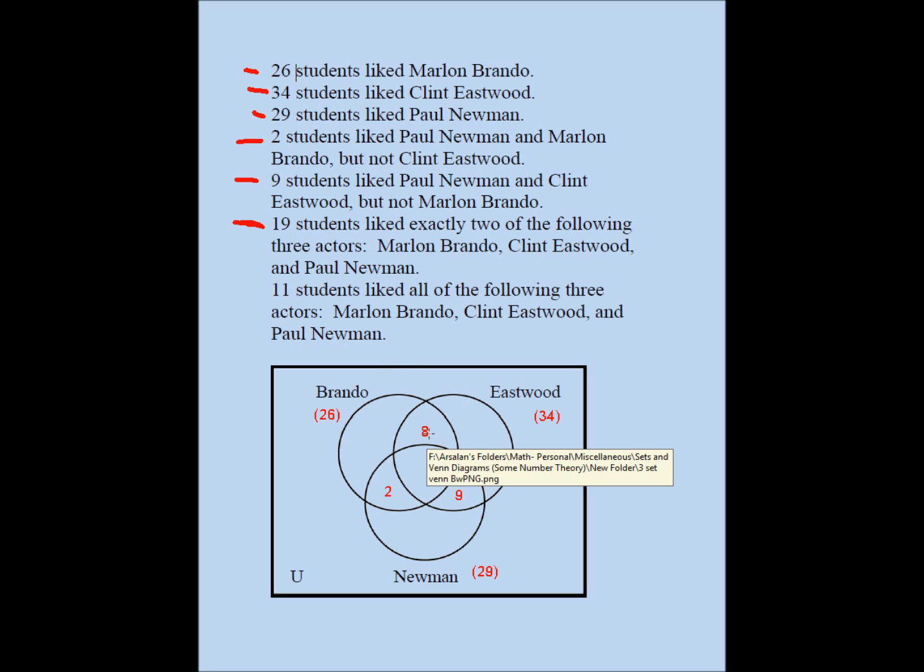Now take a look at it. These people like Brando and Eastwood. These people like Brando and Newman only. These people like Eastwood and Newman, only those 2. So if you add them all up, you're going to get 19. The last one, 11 students liked all 3. 11 goes right here.